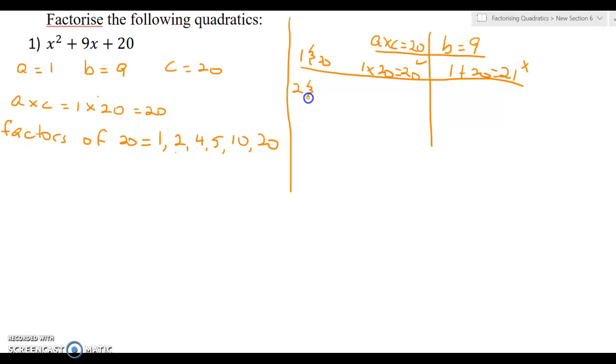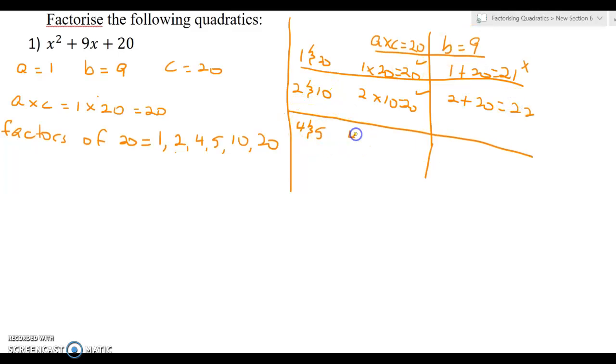So now let's look at 2 and 10. We know 2 times 10 is 20, that works, but 2 plus 10 is 12. Let's try the next option, which is 4 and 5. 4 times 5 gives me 20, and everything is positive here, so you don't have to worry about negative numbers. And 4 plus 5 gives me the 9. So now we know that we can use the 4 and the 5.